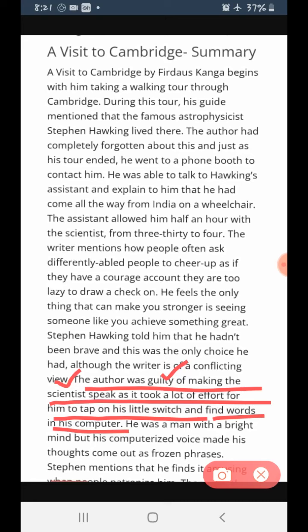Clear? Okay, so this is what the author says: when I asked him some question and he had to reply back, at that time he had to take a lot of effort in pressing those buttons, and this makes the author feel guilty. That means this makes the author feel bad. Clear now? Next.